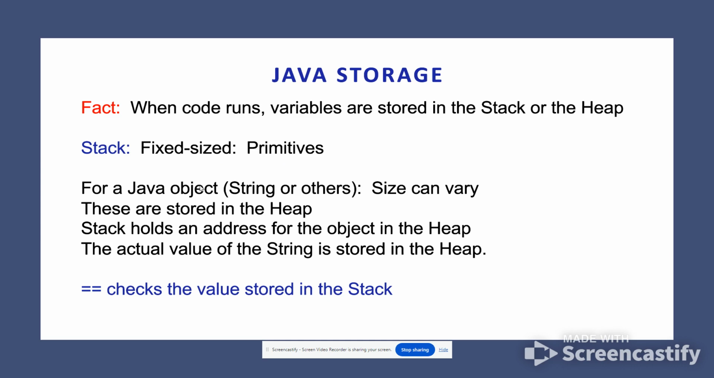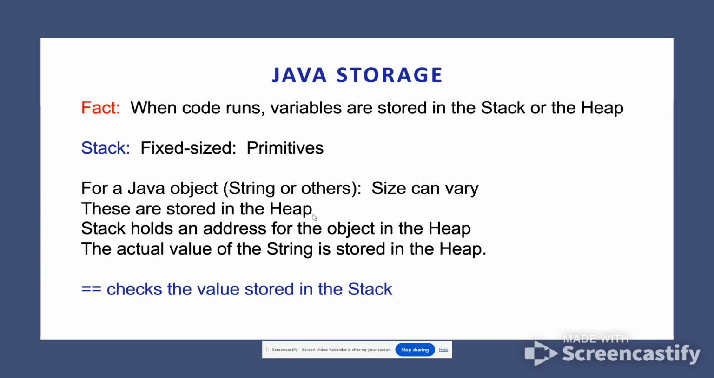But if you have a string or any other object, we don't know how big it's going to be, because a string could be 2 letters. It could be 100 letters. It could be The Grapes of Wrath. It could be huge. We don't know how big it's going to be. And so any Java object is not stored directly in the stack. Instead, it's stored in the heap.